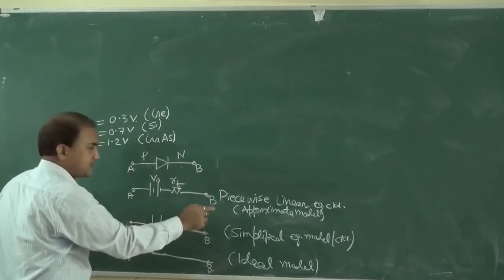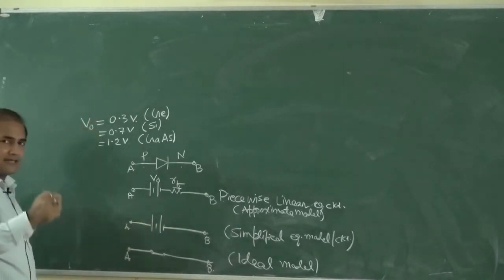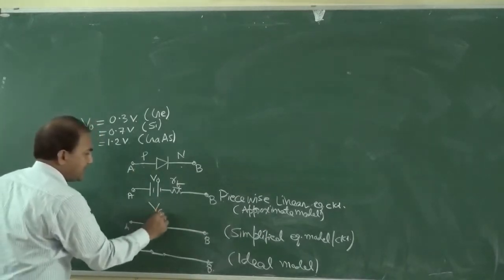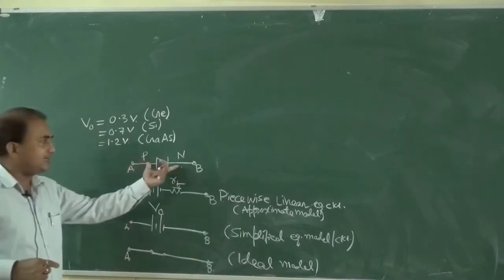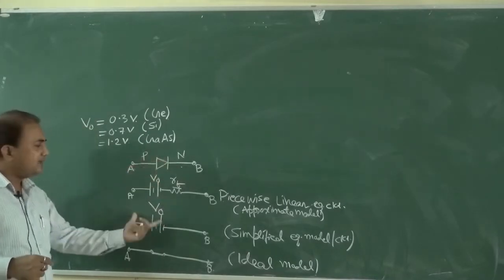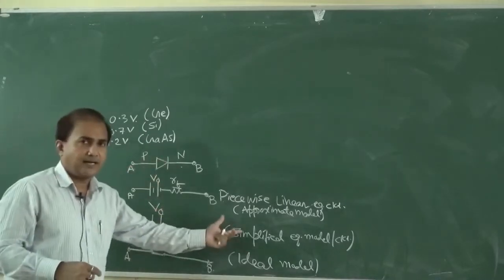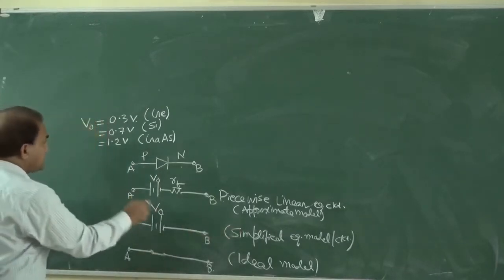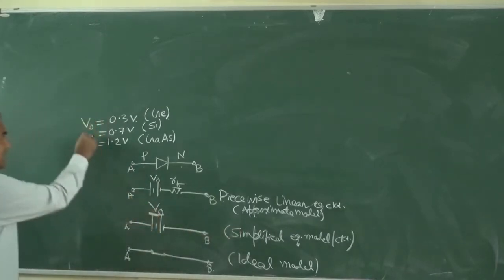Similarly, in case of the simplified equivalent model or circuit, the diode has to be replaced with this in the simplified model. What is V0? Again, V0 is equal to this much.